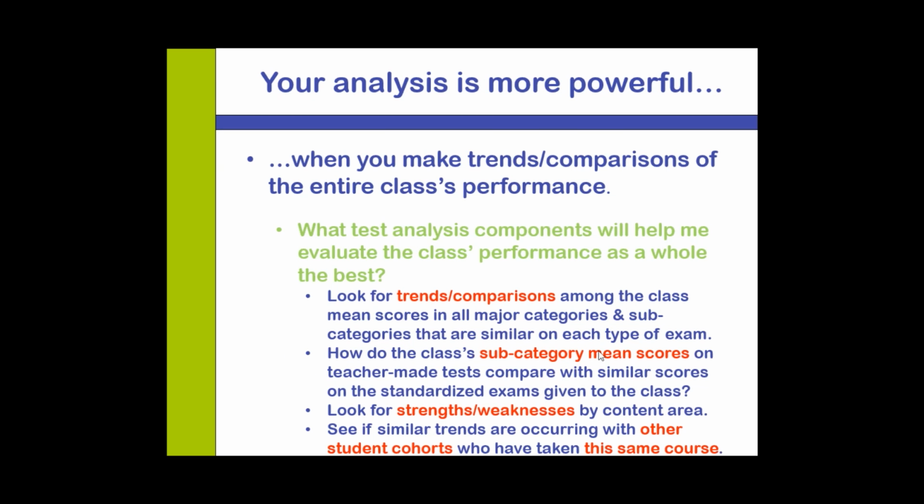What about for your class? Well, this is where trends and comparisons can be even more helpful. So what I would recommend is the same thing, both major and subcategories, major and minor ones that are similar across unit exams in your program, and then also cross-referenced into whatever standardized program you might be using for standardized tests. How do those mean scores look? Because you can do a similar kind of comparison that you did with the individual student score. Now you use the class mean as your point for comparison.